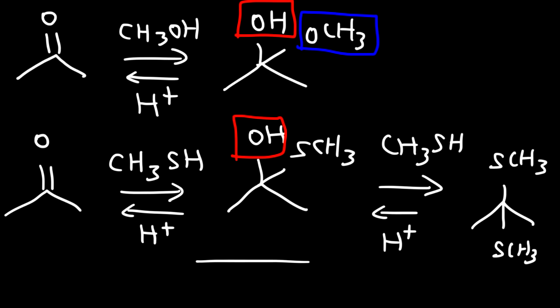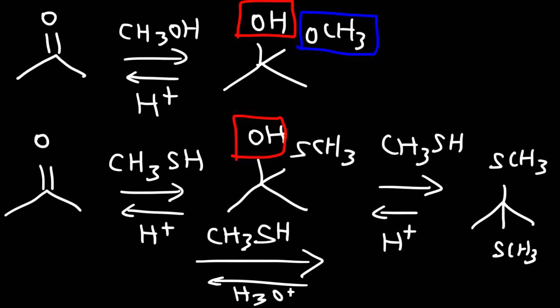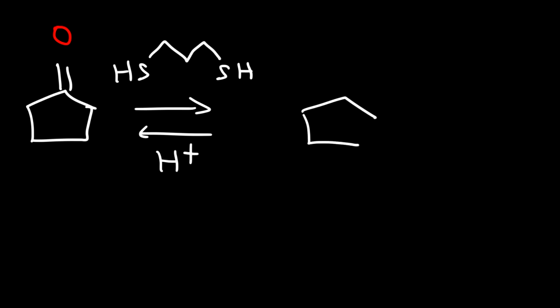So adding the thiol will drive the reaction to the right. Add H3O+, or water with H+, and it's going to cause the reaction to go to the left. So we need to add an acid catalyst to go in either direction. Now let's say we have cyclopentanone, but we wish to add a thiol that looks like this. So we have a molecule that contains two thiol functional groups. So we're going to get another type of protecting group that looks like this. But we can do some different stuff with this type of protecting group.